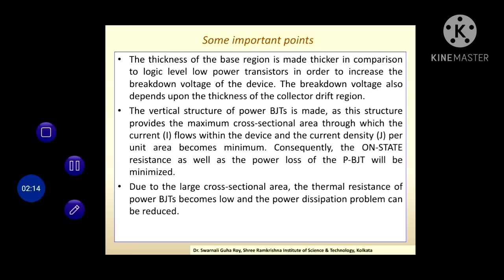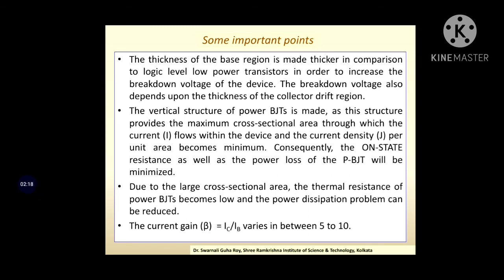Now, lastly, the current gain, that is beta, which is the ratio of the output current to the input current, and if we consider the CE configuration, it is the ratio of IC, the collector current, to IB, the base current. The value of the current gain beta varies between 5 to 10, which is a drawback of a power BJT, because such a low value of beta will not help us to make an amplifier circuit.